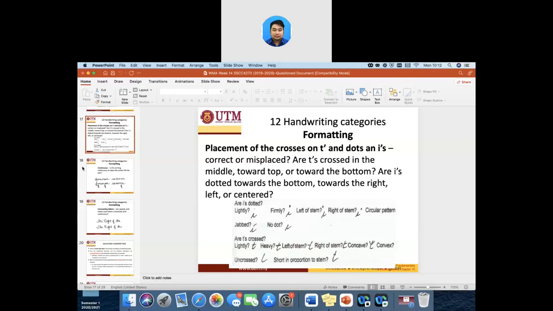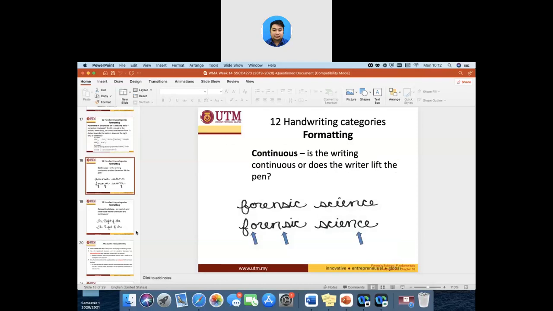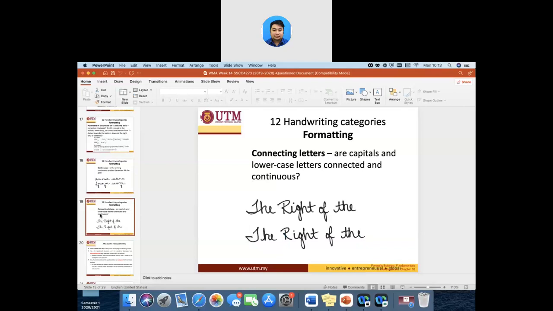Okay, alright. So continuous, we will see, some people write continuous, forensic science. Some people will write the F, but disconnected on the O here, and disconnected on the S here. Because some people would take up their pen from one letter to another letter, which will lead to disconnection. Okay, it is not continuous. So all of this, lifting the pen, or just straight away continuous writing, will lead to individualization. Okay, connecting letters.